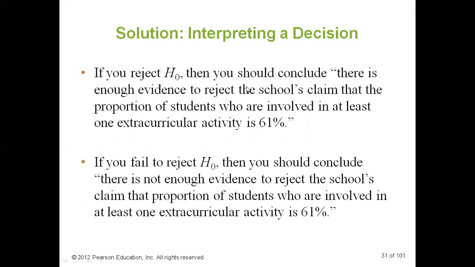If you reject the null hypothesis, then you should conclude there is enough evidence to reject the school's claim that the proportion of students involved in at least one extracurricular activity is 61%. If you fail to reject the null hypothesis, then you should conclude there is not enough evidence to reject the school's claim that the proportion of students who are involved in at least one extracurricular activity is 61%.